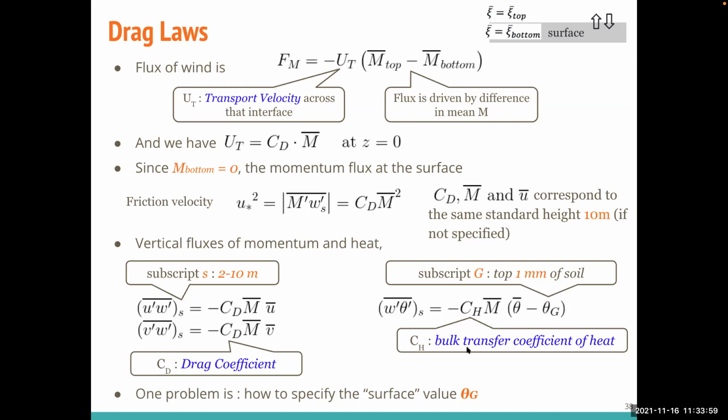And here the C is called the bulk transfer coefficient of heat. So very original. So we already called it bulk transfer coefficient. So it's just a term relating the flux and the gradient. Also this one. Okay, so one problem is how to specify the surface value. Okay, this one is tricky because you know that there must be some heat transfer from the surface to the air, right? It's not zero anymore. If you talk about momentum, then it's zero, right? Zero speed at the surface, but this one is not zero.